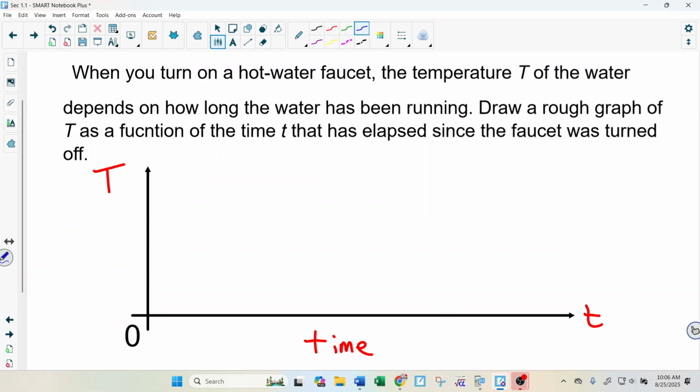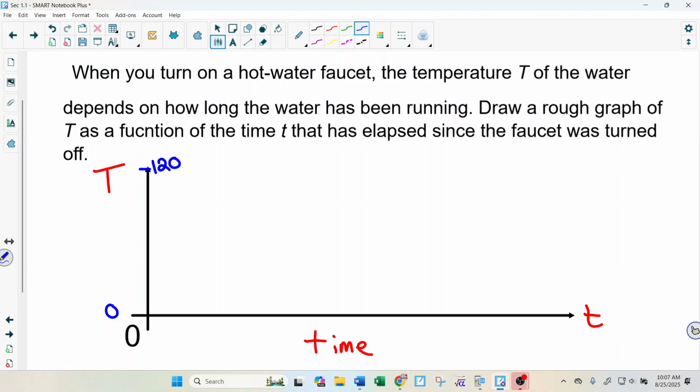Which is the little t. So think about if you drew a graph of what was happening. Let's say this is the temperature of 0. Usually water in your house is about 120 degrees. Much more than that, you're going to get burned. So it's roughly there. So what happens when you turn on the faucet?